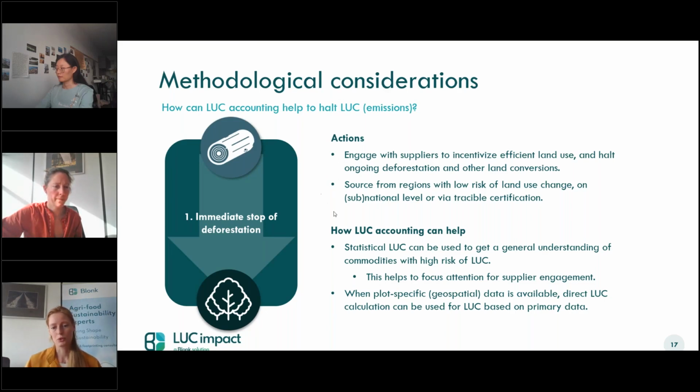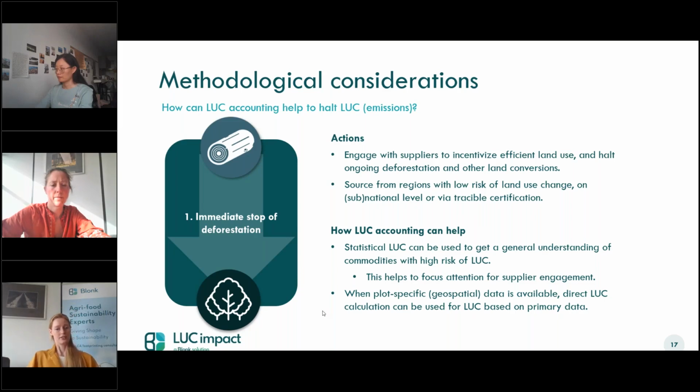So those are the two main points. On the one hand, engagement with the suppliers, but on the other hand, if you don't have the ability to engage with suppliers, then at least sourcing from regions with lower risk of land use change and deforestation can be a way to do that. This can be either based on more generic statistical land use change data, but rather on a more spatially explicit level, so a subnational level, or rather via traceable certifications. And how land use change accounting can help in that.